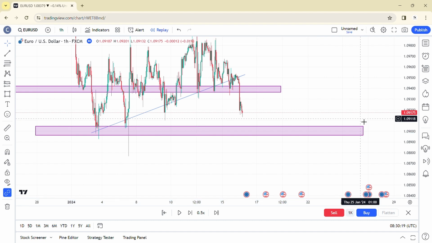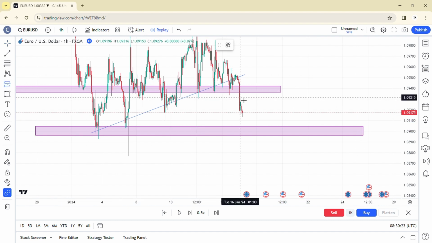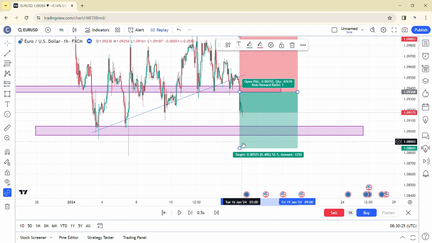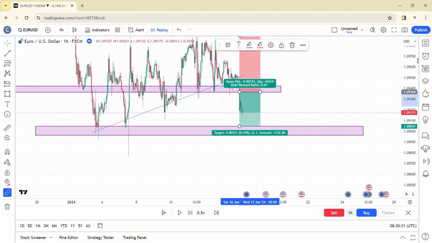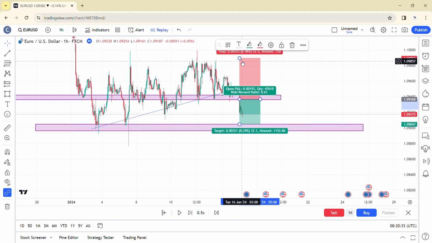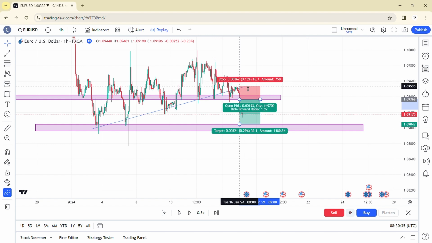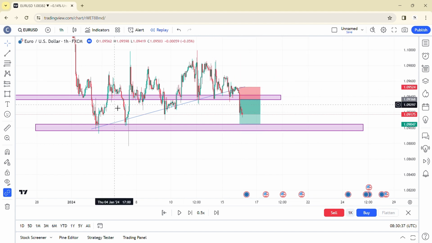So this is where I would have entered the market. I would have entered over here. This would have been the main entry, targeting 30 pips and risking how many pips? Risking 15 pips. It was 30 divided by 2, 15 pips.